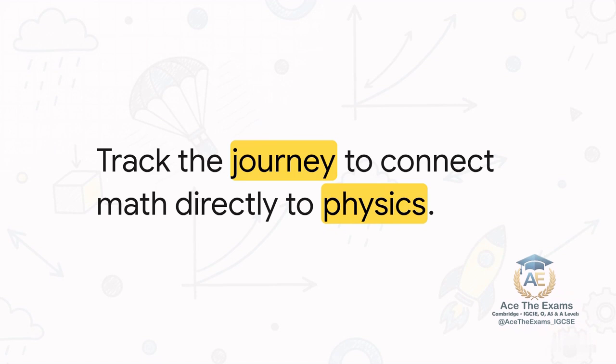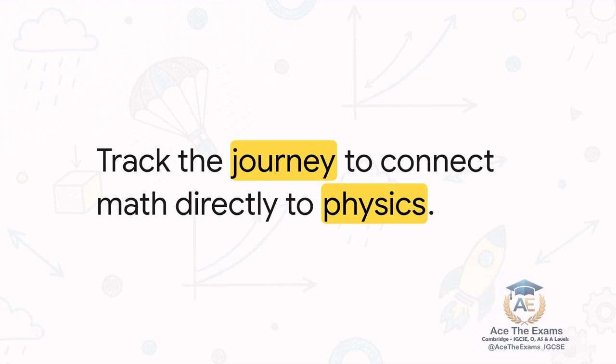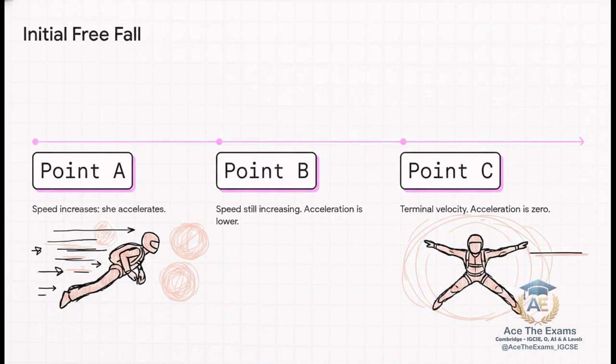We really need to track the parachutist's true journey step by step. Ordinary revision absolutely fails if you just memorize the shape without understanding the underlying physics. We're going to connect the raw math of the graph directly to the physical forces acting on the parachutist as she falls through the sky. Let's start right at the very beginning of her jump.